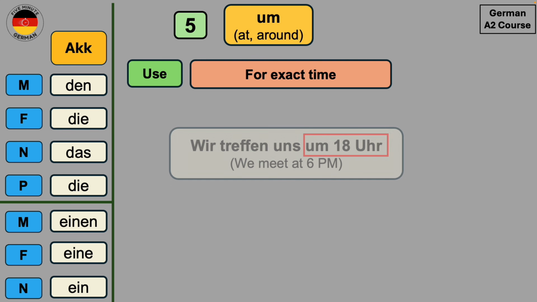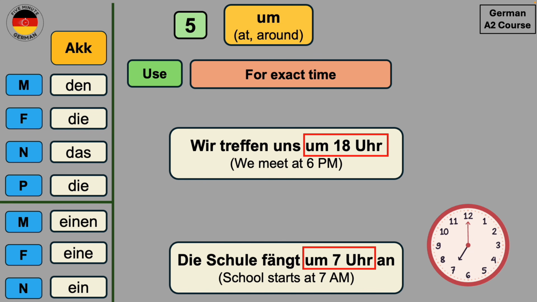So we can say, Wir treffen uns um 18 Uhr. We meet at 6 p.m. So this is the exact time at which we should be there. Another example can be, Die Schule fängt um 7 Uhr an. School starts at 7 a.m. So this means that exactly at 7 a.m. school will start. This is a fixed time.